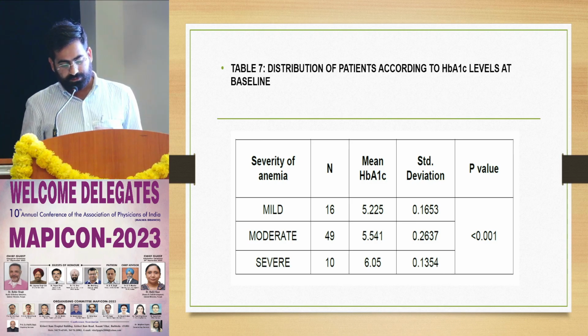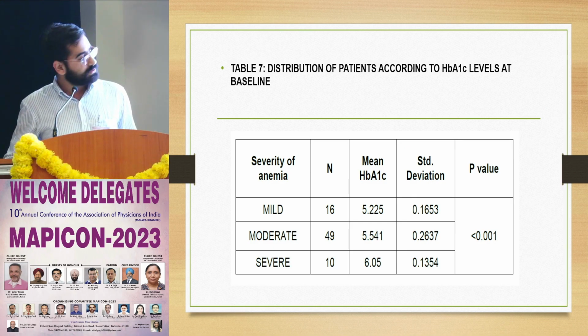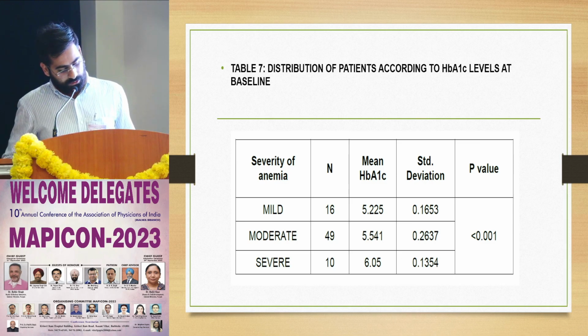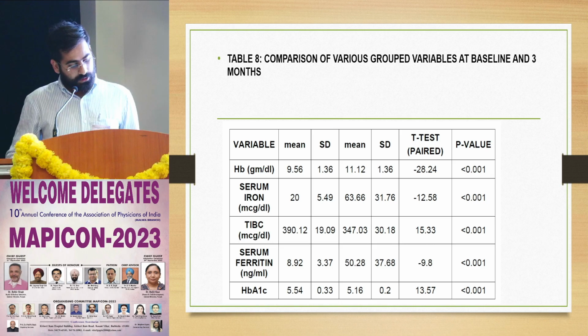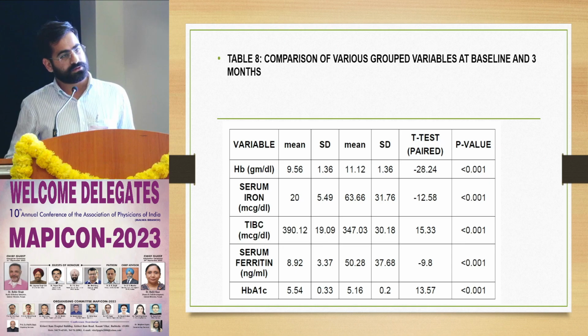Distribution of patients according to HbA1c level at the baseline. As we see in this slide, as the severity of anemia increases, the mean of HbA1c level increases. Comparison of various group variables at baseline and at 3 months. HB was significantly increased after 3 months, and HbA1c decreased from 5.44 to 5.16 with a p-value of less than 0.001. And serum iron and serum ferritin also increased, whereas total iron binding capacity decreased.